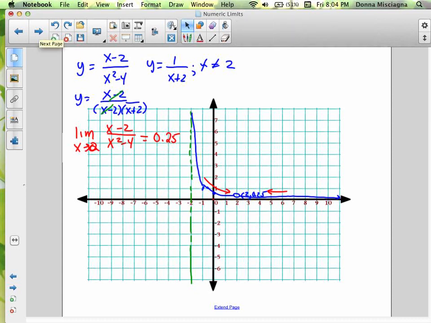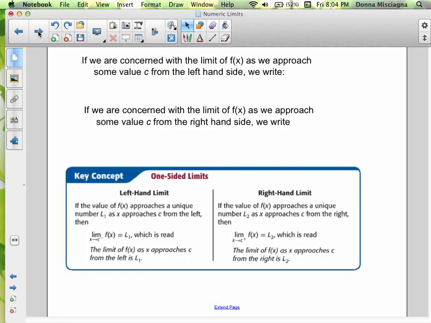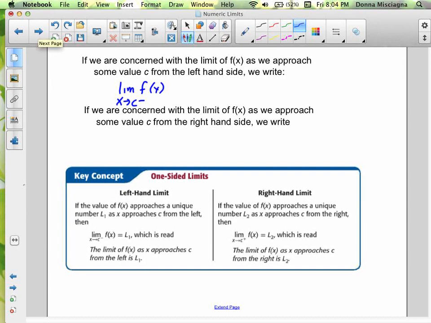Let's look at right and left-hand limits in a little more detail. If we're concerned with the limit of f of x as we approach some value c from the left-hand side, we're going to write the limit of f of x as x approaches c with a negative sign. That negative means the left-hand side. If we're concerned with the limit of f of x as we approach some value c from the right-hand side, we're going to write the limit of the function as x approaches c, and we're going to put a plus there for the positive side.